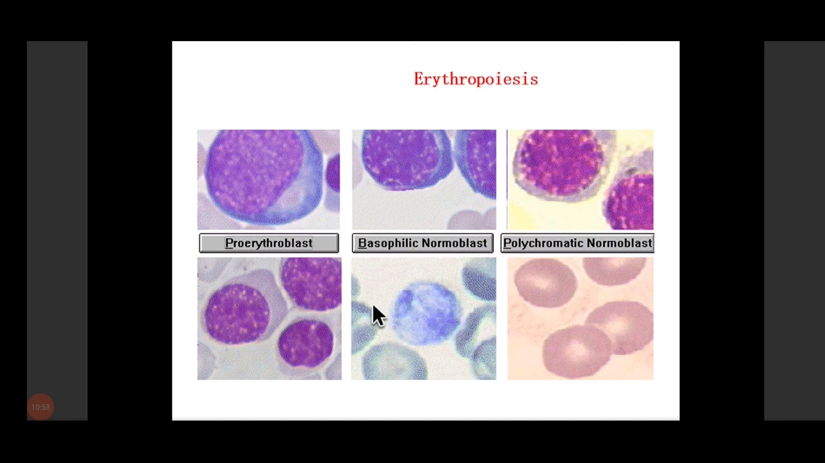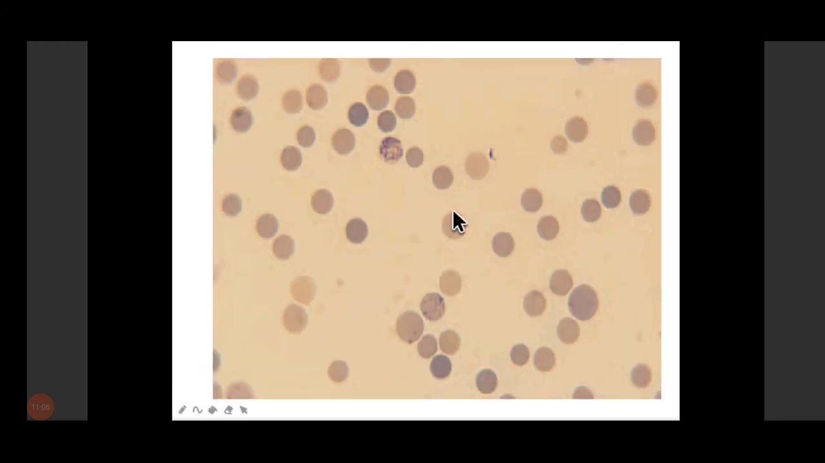The red cells stay in the peripheral circulation for 120 days. This is the formation of your red cells. This is the preparation of your reticulocyte stain. You can see the bluish stains out there.